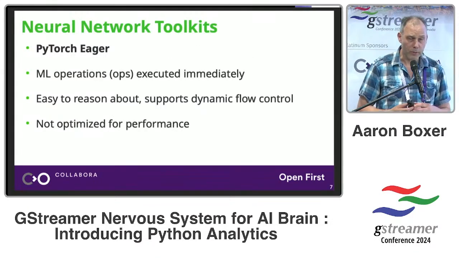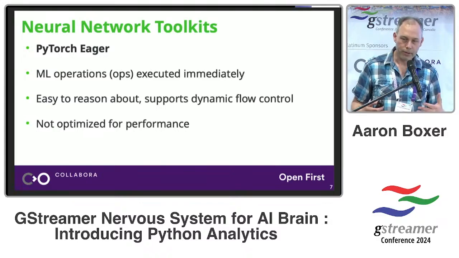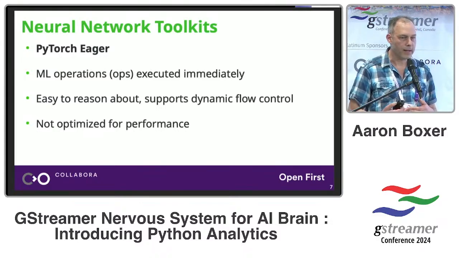I want to talk a little bit more about PyTorch. The original way PyTorch worked was called eager mode, where every ML op was executed right away, and that allowed you to reason about the model quite easily because what you specified in the model is what was actually executed, and you can do dynamic flow control, but it wasn't optimized for performance because there's a lot of redundancy between the ML ops that you can't take advantage of through this approach.